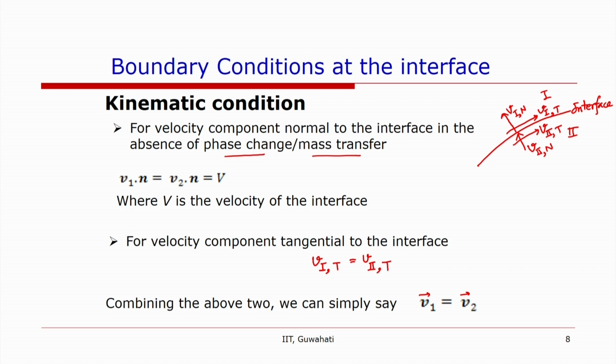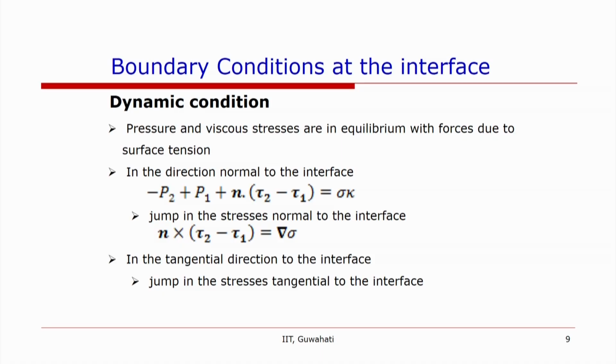So, velocity is continuous. That means the velocity is continuous at the interface if there is no phase change or mass transfer in the fluid between the two phases. Now, the boundary condition for the stresses. Let us look at the normal stress. Pressure is also a normal stress.